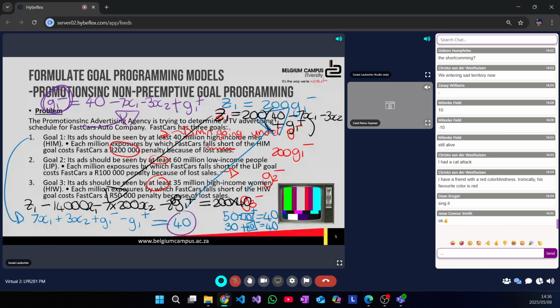Okay. You can take a photo. Sorry for the mess, though, but you are more than welcome to take a photo. Then at least you know where those values come from. Okay.